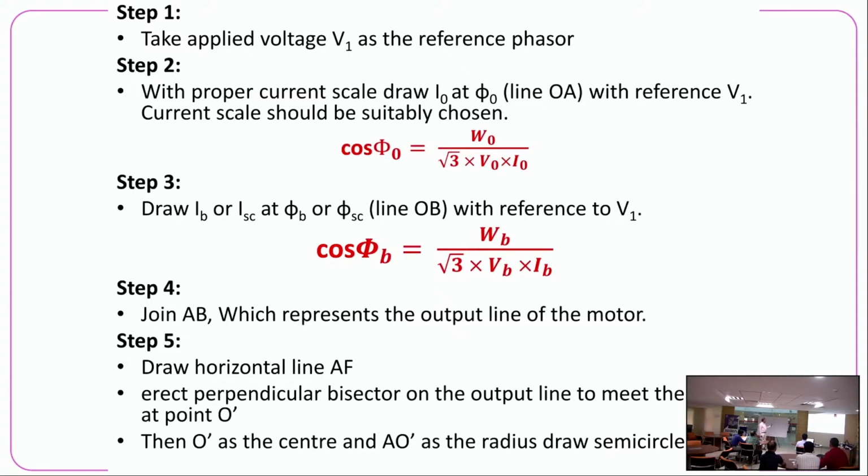Then we join AB. This is listed in any book. AB is called the output line. A and B join the open circuit point and the short circuit current point. That is called the output line. Then draw a horizontal line AF. Then draw the perpendicular bisector. I am writing AF.